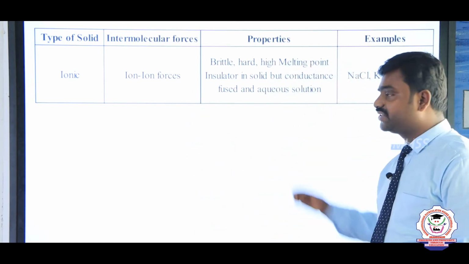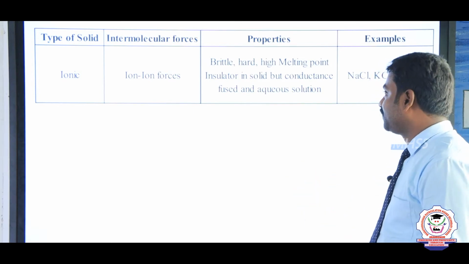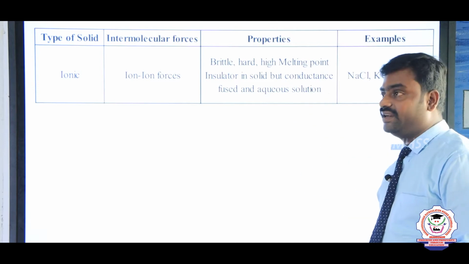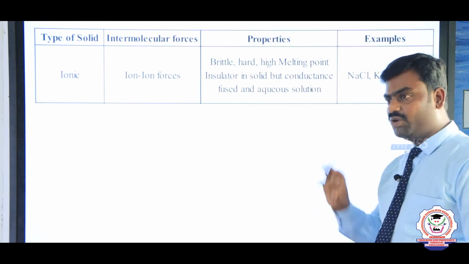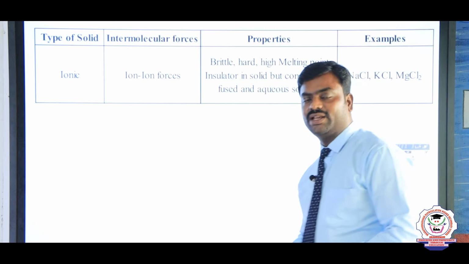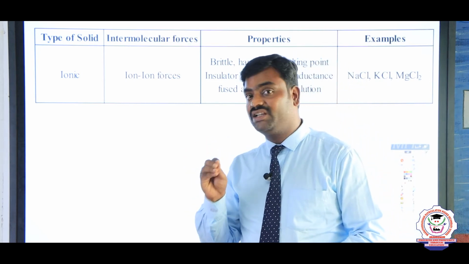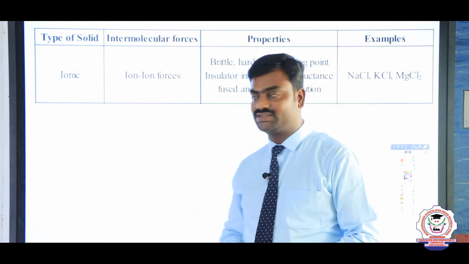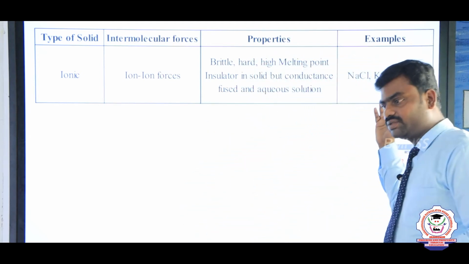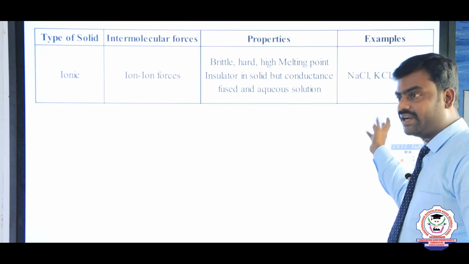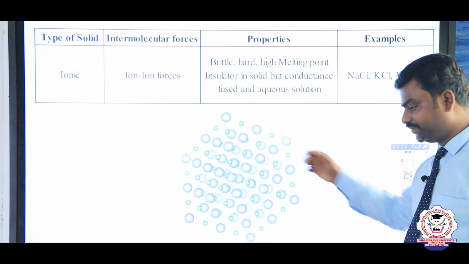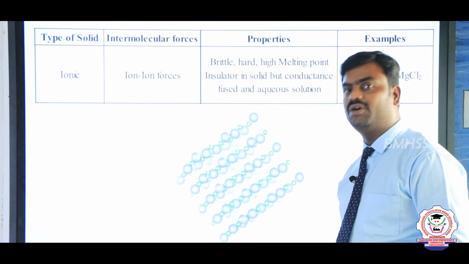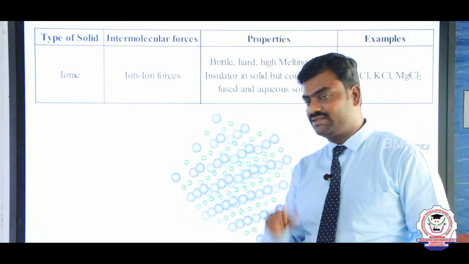In ionic crystalline solids, ion-ion forces act between them. Because of the closely packed nature, they are brittle and hard, and have a high melting point. Mostly they act as insulators in the solid state, but in the fused state they can conduct electricity because of the movement of ions. Examples are sodium chloride, potassium chloride and magnesium chloride. Here is a representation which clearly shows an ionic crystal.